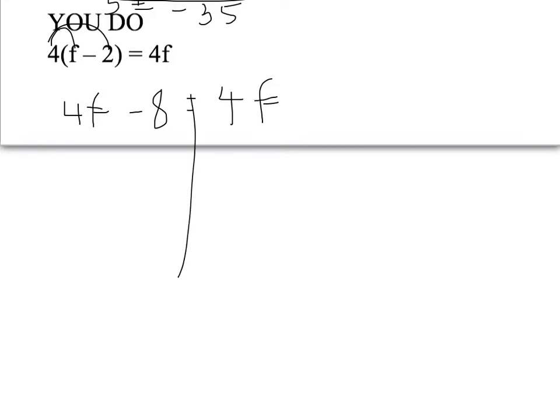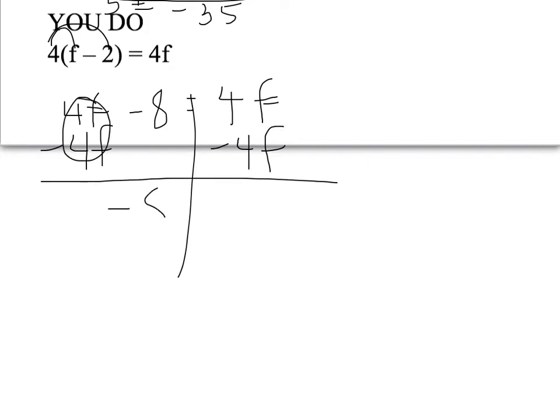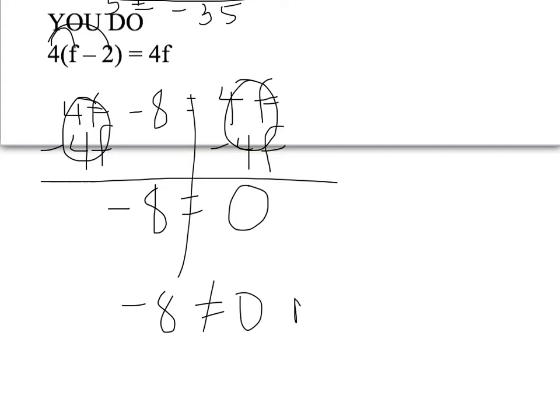So over here, if I subtract 4f, and I subtract 4f over here, here I'm left with 0. So here I have negative 8, which is equal to 4f minus 4f is 0. The only thing I have left on the right-hand side is 0, and this is not true. Negative 8 is not equal to 0, so our answer here is no solution.